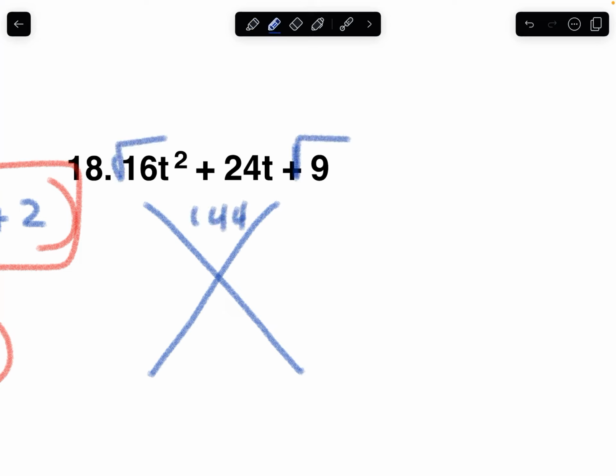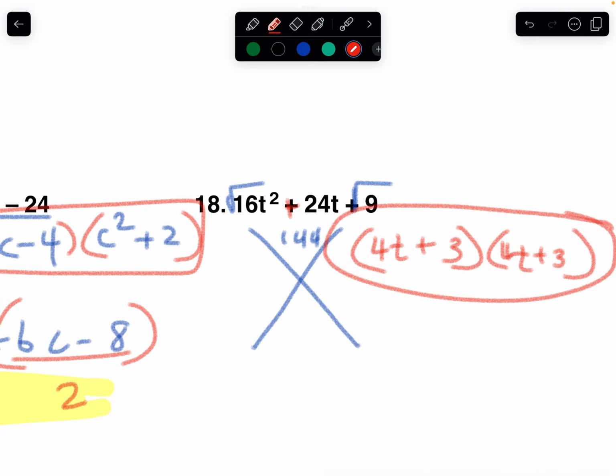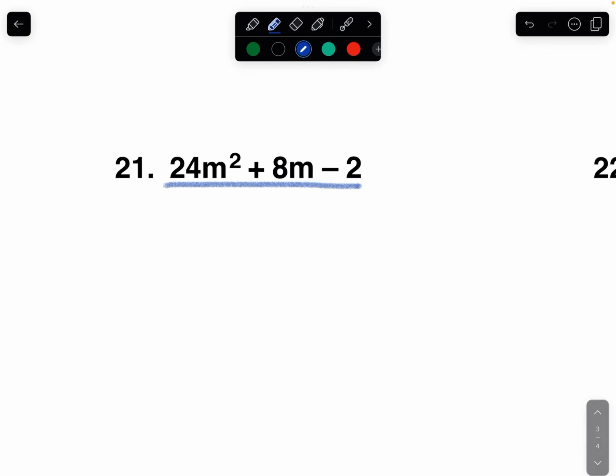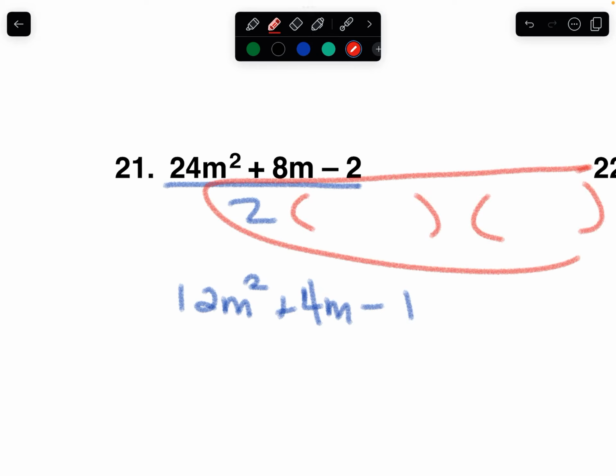Let me check perfect squares. Oh, yep, it's a perfect square. So I got my answer, 4t plus 3. And it's a plus in the middle, so 4t plus 3. That's my answer because they're perfect squares. And here you can divide by 2. You get 12m squared. That's not a perfect square, so forget the perfect square thing. 4m minus 1. Okay, and this is going to be my answer, so I'm going to keep this like this.